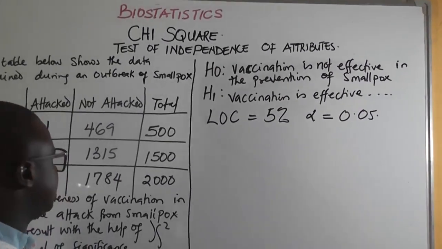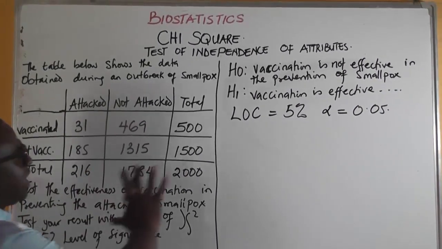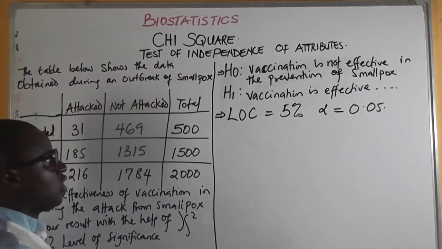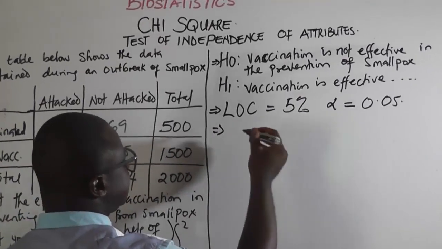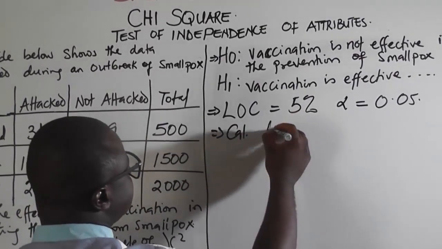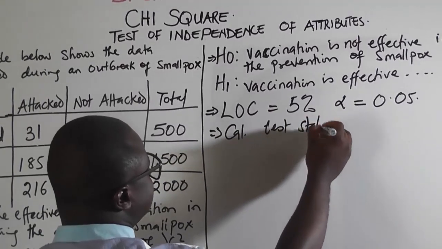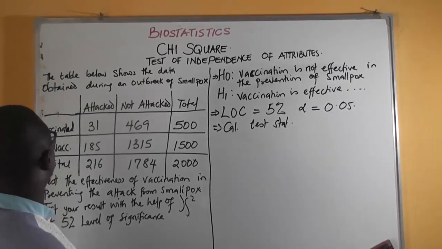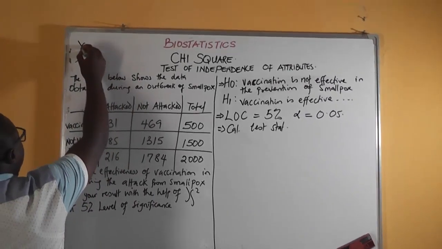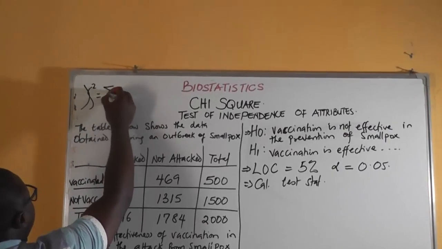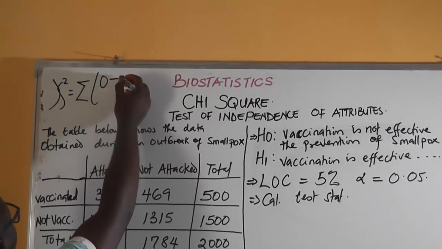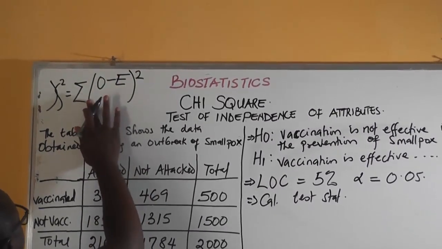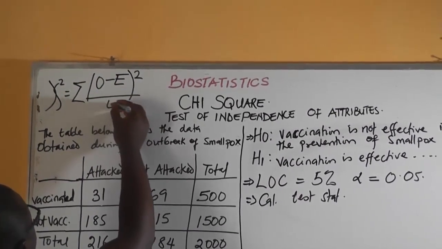Now the next thing is for us to calculate, which is our third step: calculate our test statistic. Okay, now, let me explain something. Let me write the formula again. Chi-square is equal to summation of observed values minus expected values, everything squared, then over E.